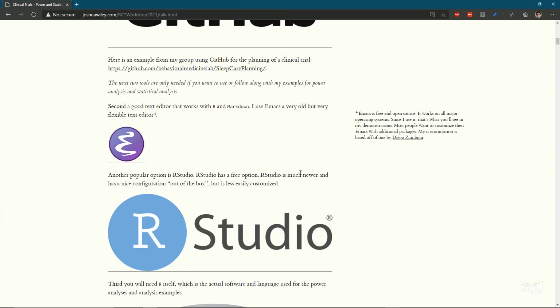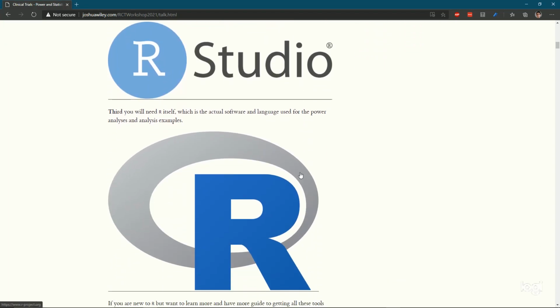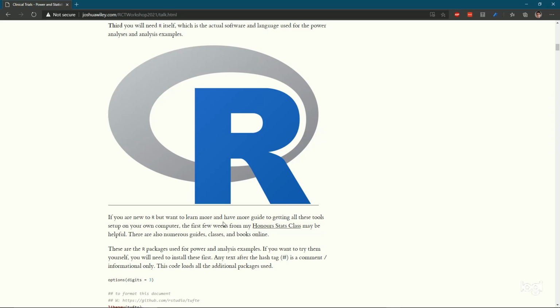The third thing you're going to need is R. Everything in this talk is based on R, which is the actual software and language used for the power analyses and the statistical analyses examples used in this talk. If you're new to R but you want to learn more and you want to be able to set up all the tools, you may find the first few weeks of my Honors Stats class helpful. That's linked here. There's also numerous guides, classes, and books online, many YouTube tutorials, etc. So there's plenty of resources. R is free and open source, works on all major operating systems, so there's no barriers to using this anywhere.